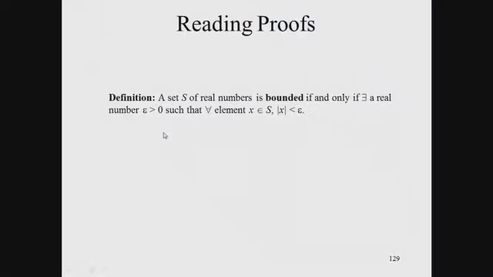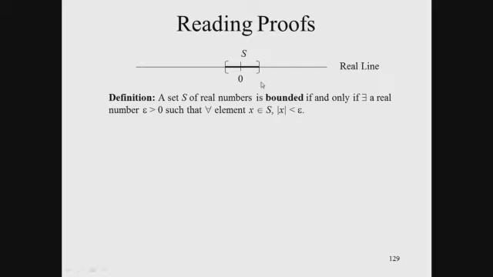So what we'd like to do now is practice reading proofs. To read this next proof, we need a definition of a bounded set. So we have a set of real numbers. Let's draw a picture here. Here's the real line. Let's put a set of real numbers there. A set of real numbers S is bounded if and only if there is a real number epsilon greater than 0, such that for every element x in S, the absolute value of x is less than epsilon.